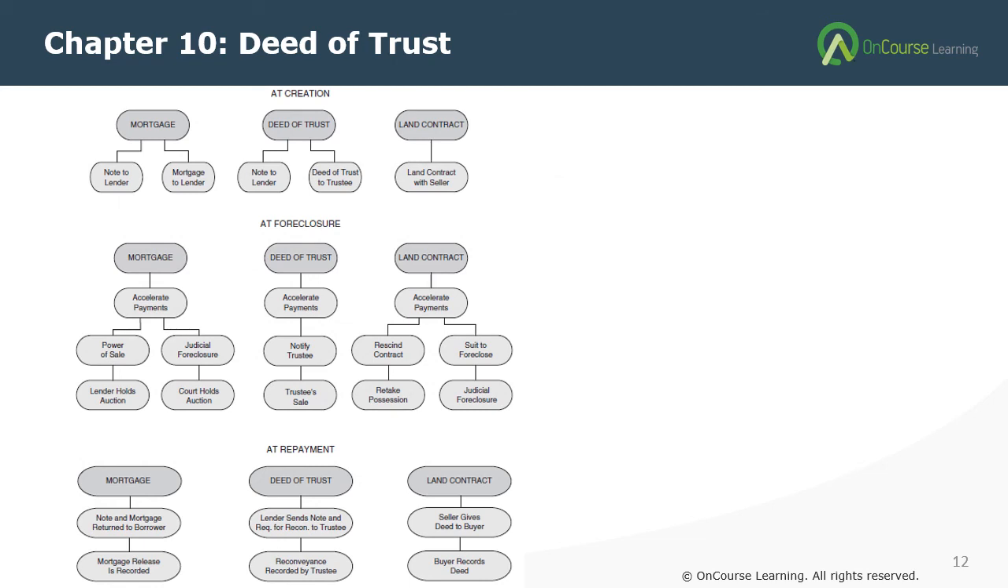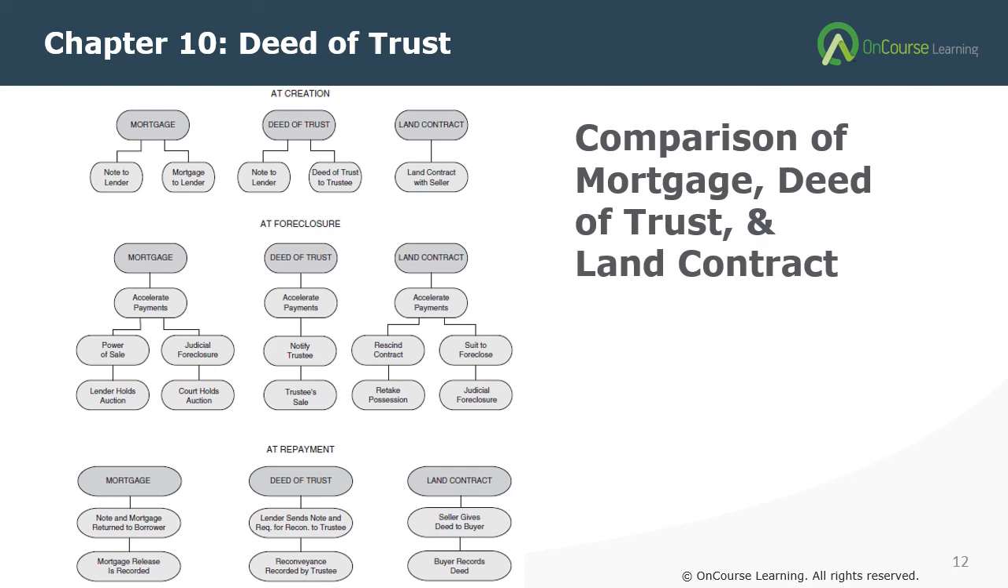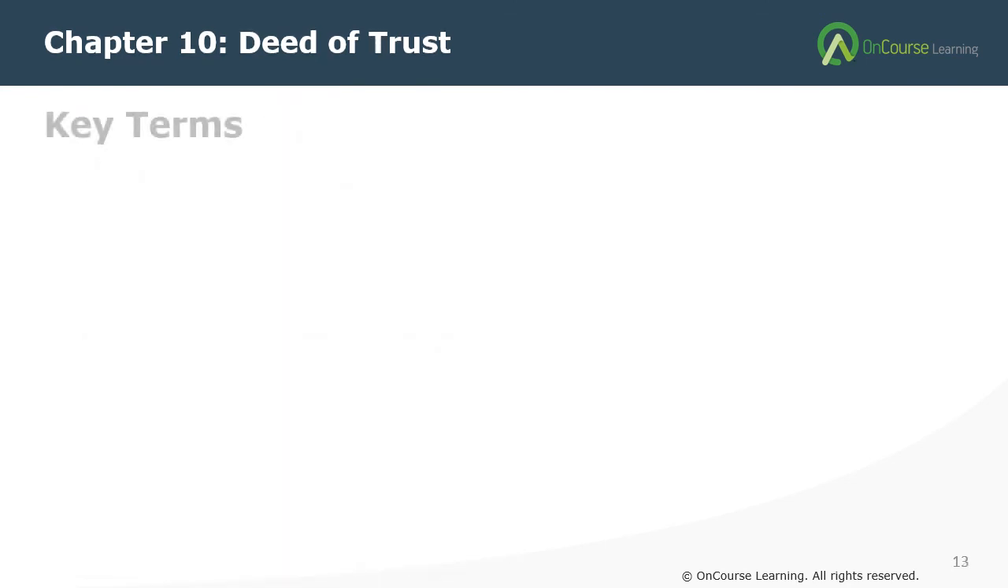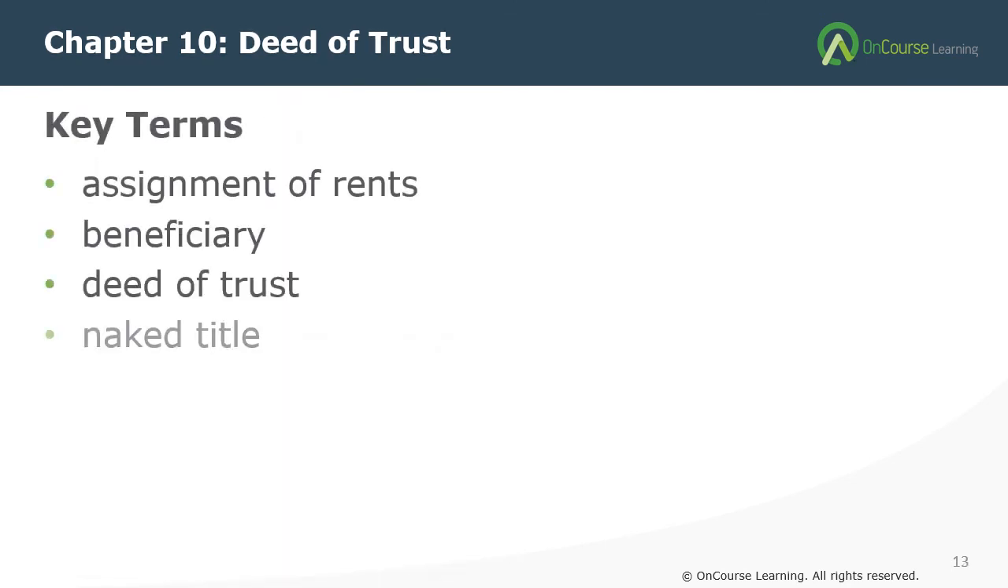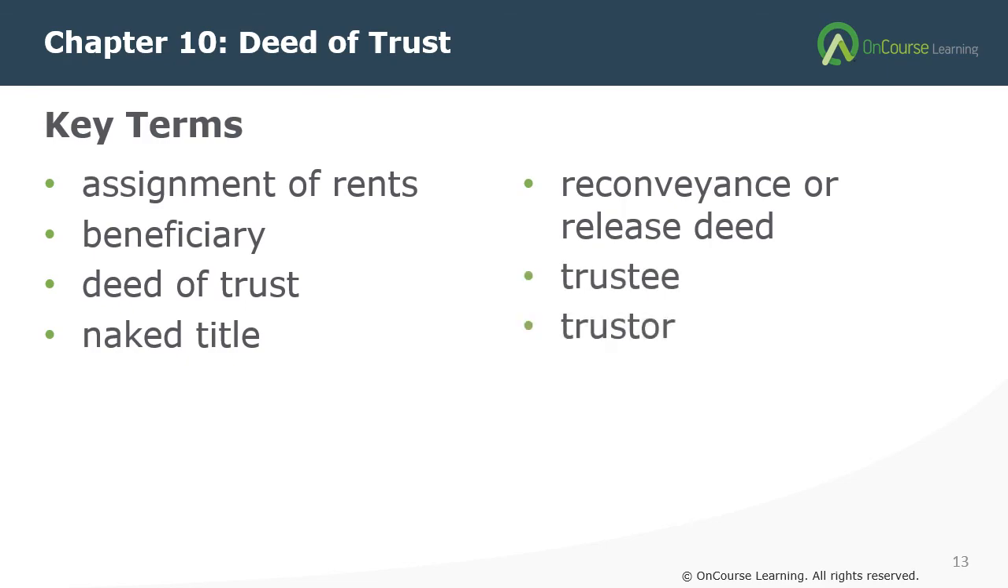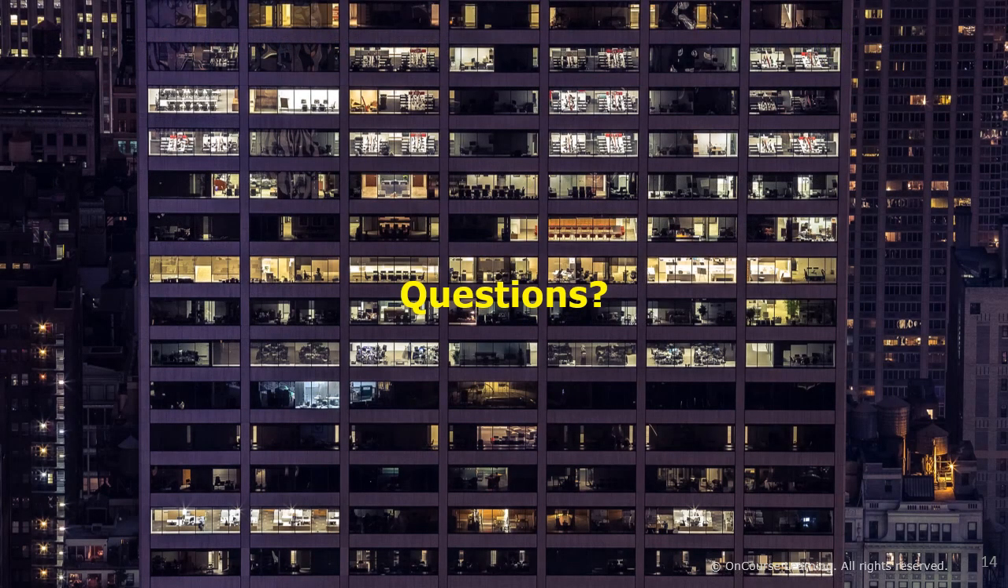And here is another graph which compares the mortgage, the deed of trust, and the land contract. Our key terms for Chapter 10, relatively short chapter. Any questions? Let me know.